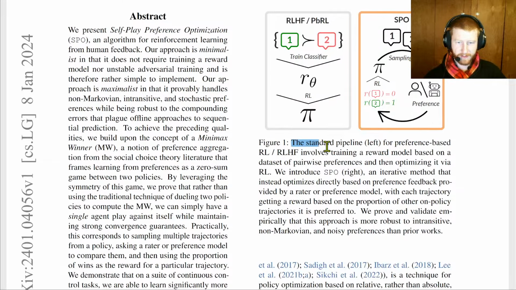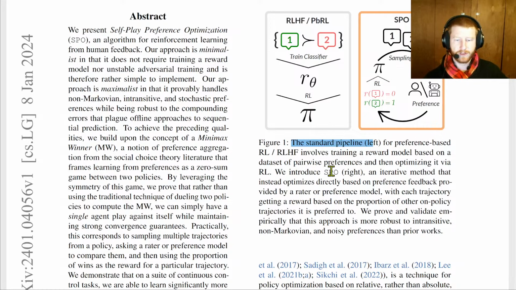Okay, standard pipeline left. You train a reward model based on a data set of pairwise preferences. So I have some pairwise preferences here that have been labeled by a human or something. I train a reward model to predict some score or some likelihood attached to each one, which is good. And then I use that reward model to optimize my parameters of my base model using reinforcement learning. And that's often quite complicated and tricky.